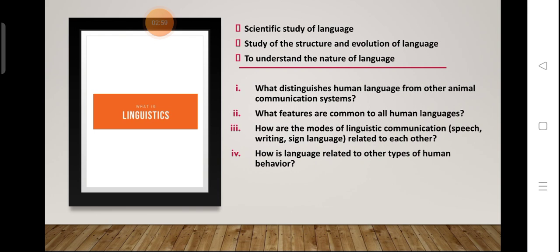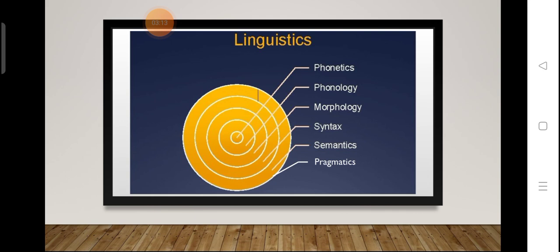And the field of linguistics is comprised of several subfields. The major subfields or the major branches of linguistics are phonetics, phonology, morphology, syntax, semantics, and pragmatics. Remember, these are the various subfields or the various layers of linguistics: phonetics, phonology, morphology, syntax, semantics, pragmatics. I hope you're familiar with some of the terms here.